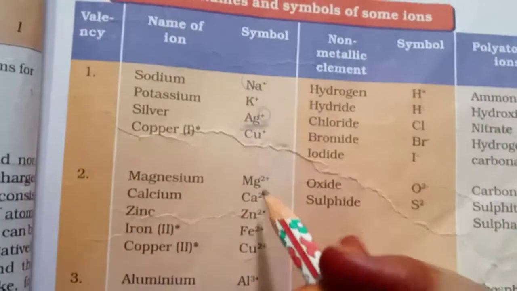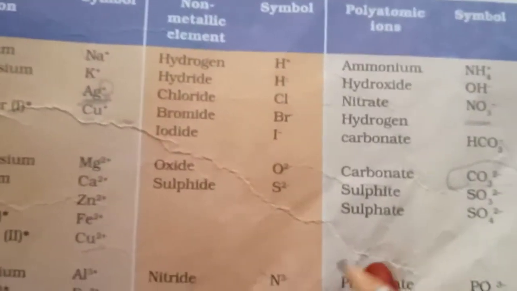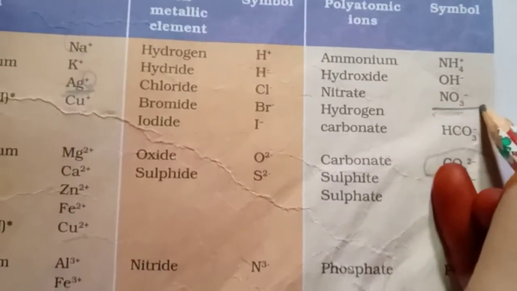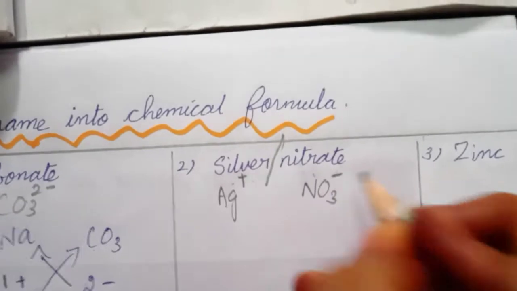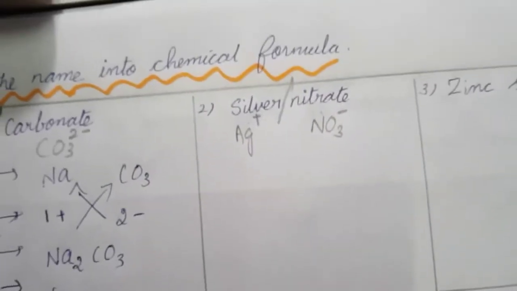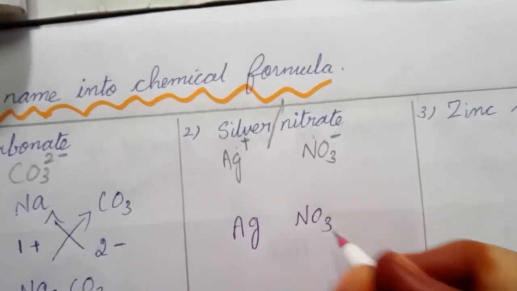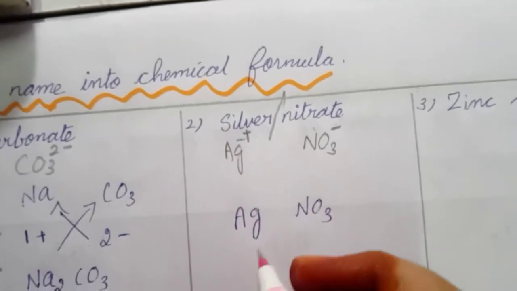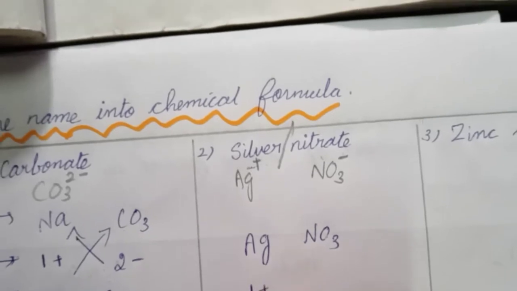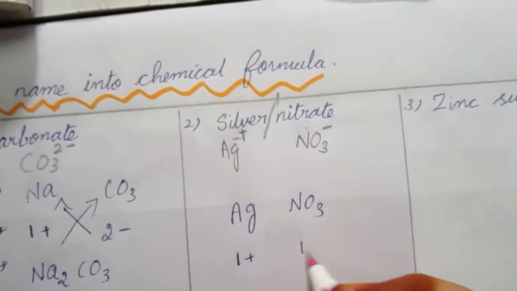First we have to write the symbol for silver. What is the symbol? Ag+. And nitrate, what is the symbol for nitrate? Nitrate is NO3-. Right here, by using pencil, you write it near the name. Next we follow the steps. Symbol for silver is Ag, here NO3. And what is the charge? There is no number, that represents 1+, and here also there is no number, so 1-.